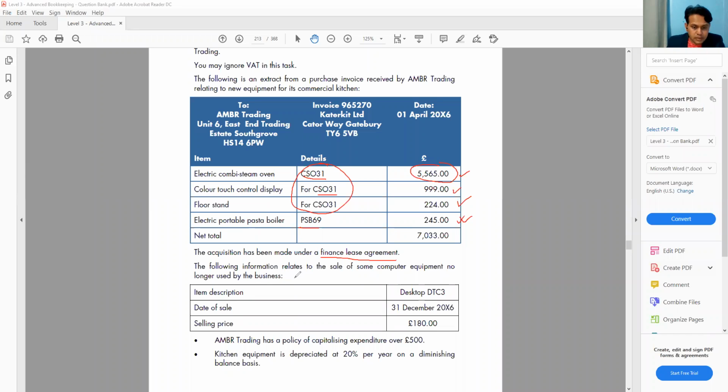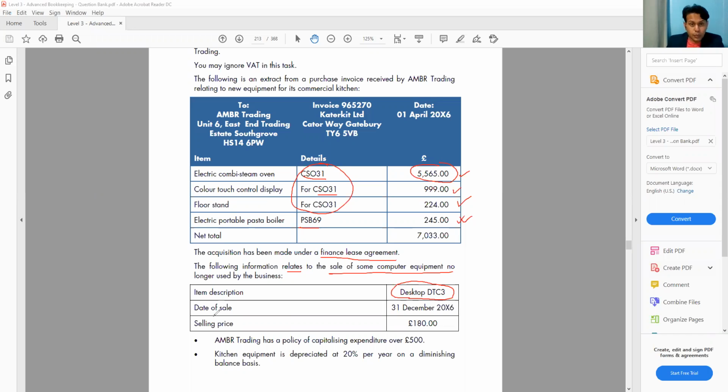The following information relates to the sale of some computer equipment no longer used by the business. So here I'm selling some computer equipment that the business no longer needs. The business said we don't need this asset anymore, so let's sell it. If I sell it, of course I need to know how much I sold it for and how we sold it. You can see here the item description: we sold a computer, the model is desktop DT-C3.